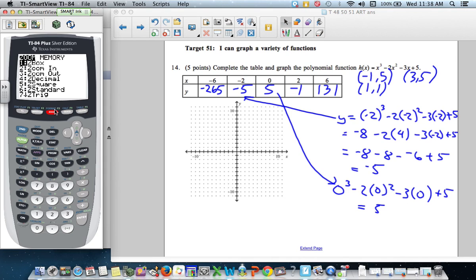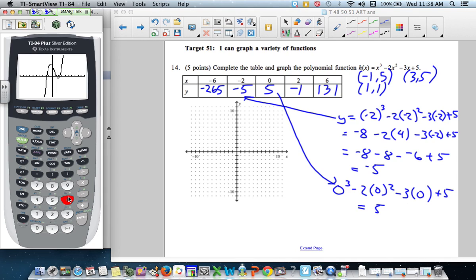So what these big numbers at the end are telling me, and if I do the zoom 6 to view the graph, those big numbers at the end are telling me that at the left end it's going down really fast, and at the right end it's going up really fast.